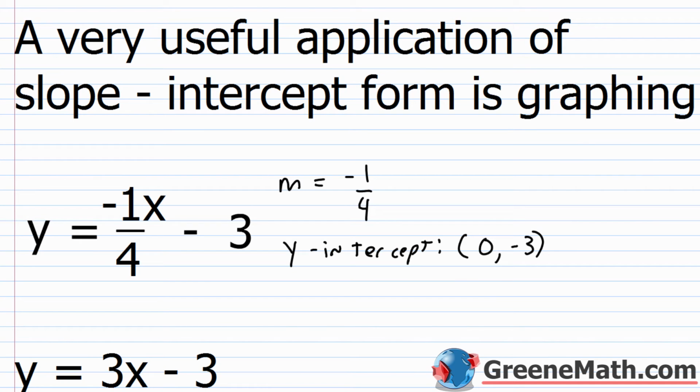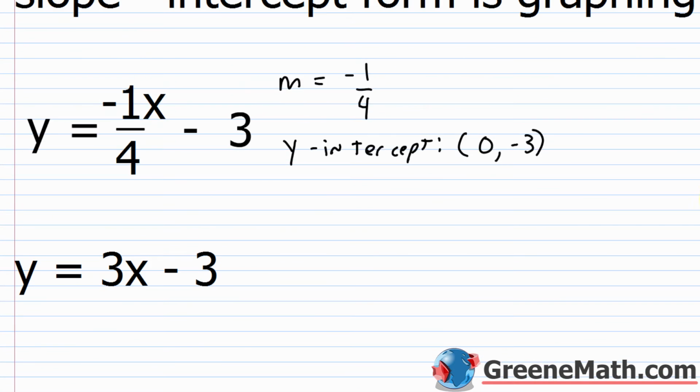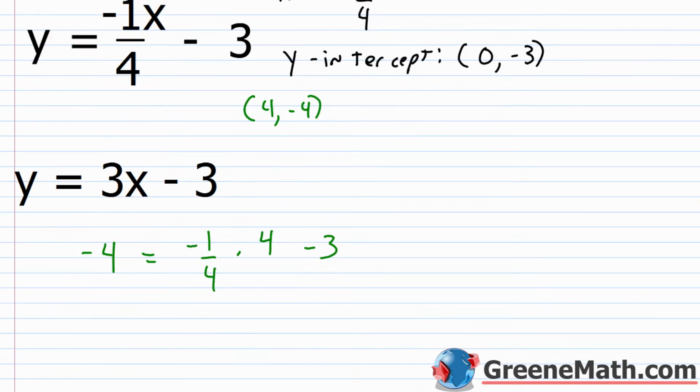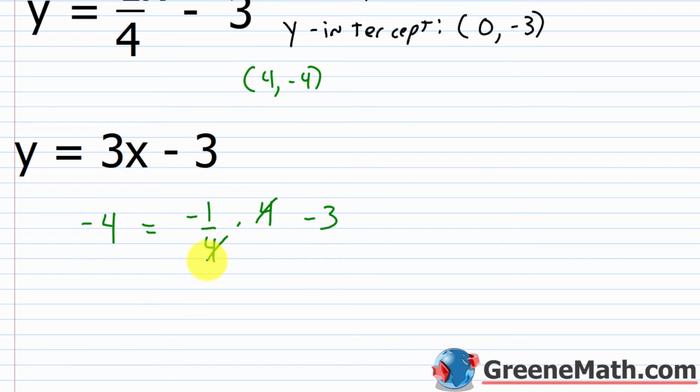So we will go back up here, and I'm going to test the point (4, -4). Let's see if that's a solution to this equation. So y in this case is -4, so -4 is equal to -1/4 times 4 minus 3. Let's see if each side is equal to the other. So this would cancel with this, leaving me with -1 minus 3. -1 minus 3 is -4. You get -4 equals -4. So yeah, that works out.